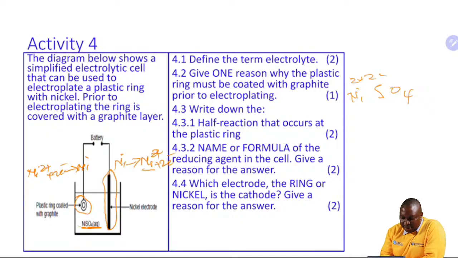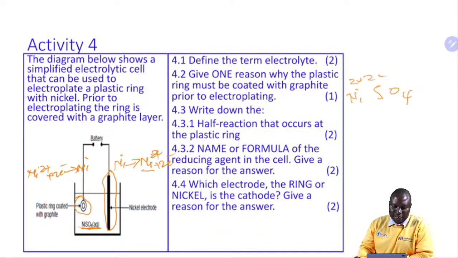Interesting. It's a plastic ring coated with graphite. You remember graphite is carbon. We said carbon is a non-metal, but it's a good conductor of electricity. So you won't expect a plastic ring to be able to conduct electricity. There won't be electron flow if you are using a plastic ring. Hence, we are going to cover the plastic ring with graphite, with carbon, so that there is conduction, a movement of electrons. I hope you understand that.